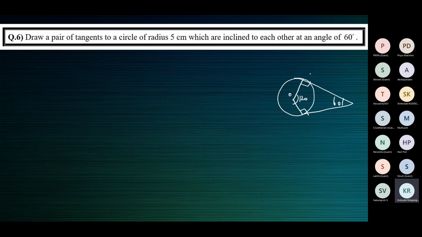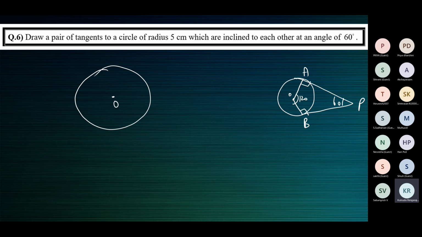So what does this figure say? According to this figure, the radius is 5, given in the information. So first we have to draw a circle with radius 5 centimeters. Okay, done.